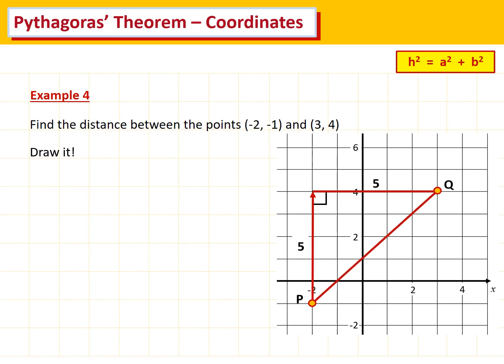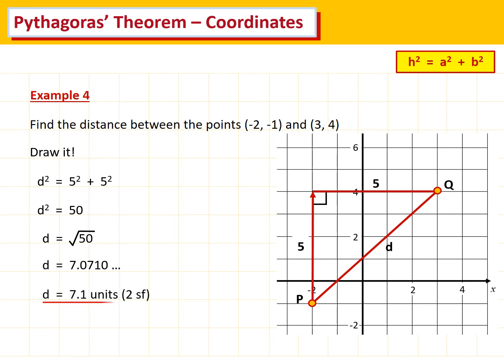So now we want the distance PQ, but we've got a right angle triangle. So d squared equals 5 squared plus 5 squared. That's 50. We square root both sides. We get our calculators out, and then we round off.